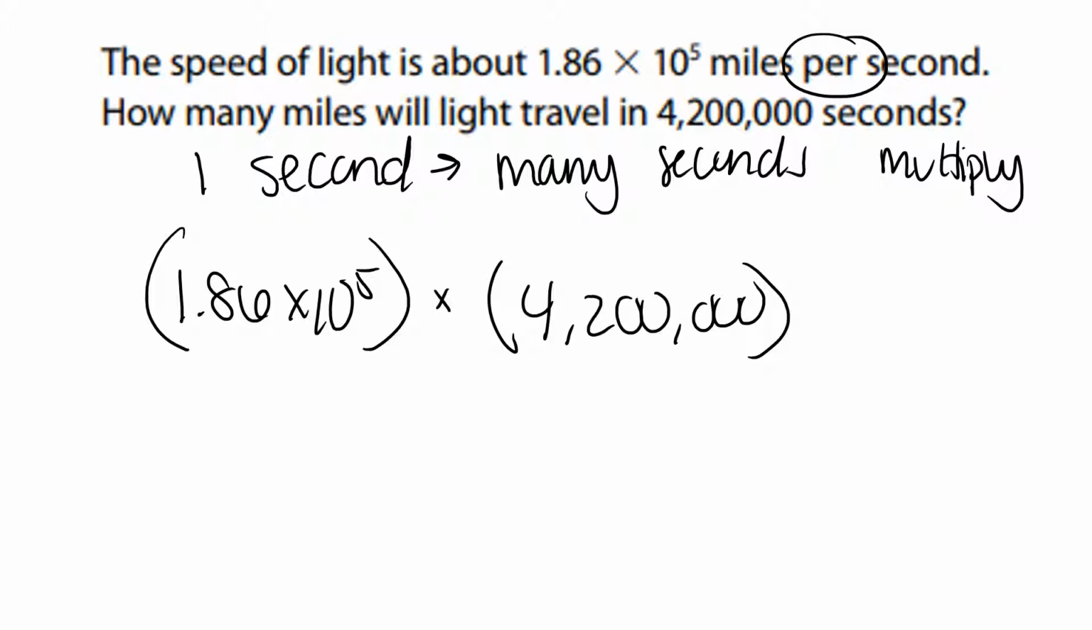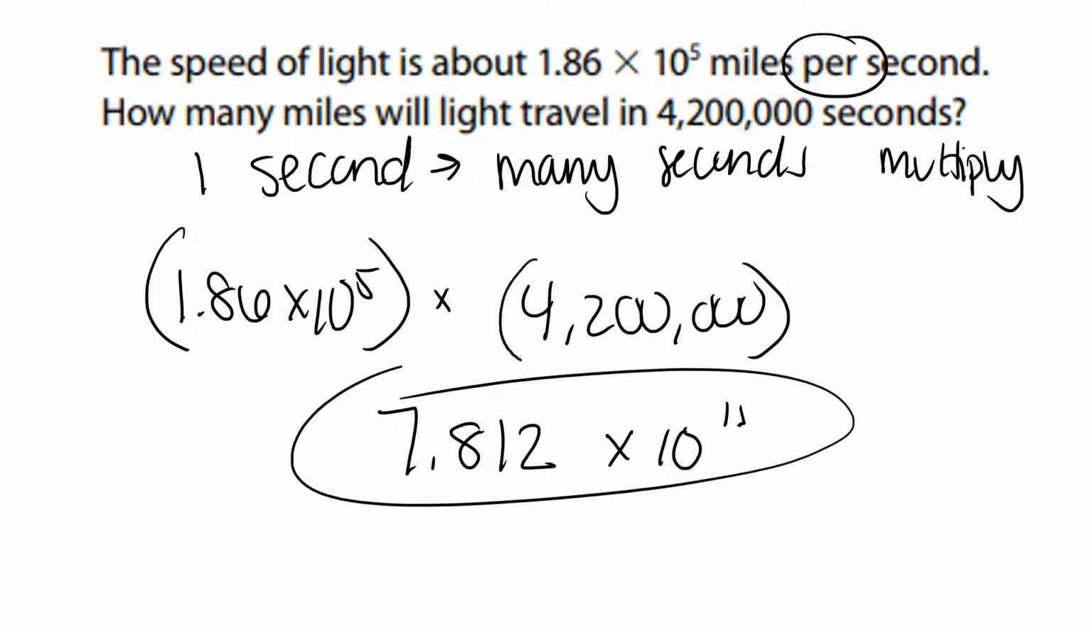And the calculator does give us this answer in scientific notation as 7.812 times 10 to the 11th power. Now the calculator gave us this answer in scientific notation because the full answer did not fit on the calculator screen. This will occasionally happen, and that is okay.